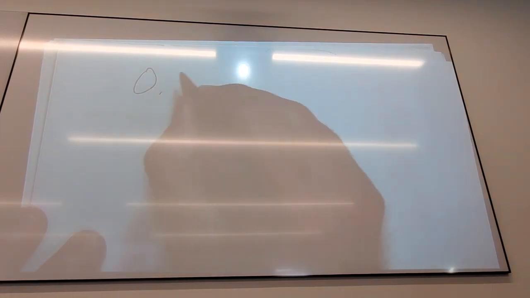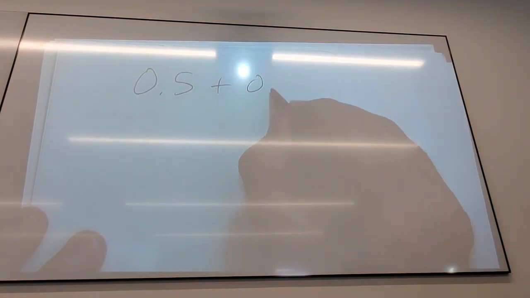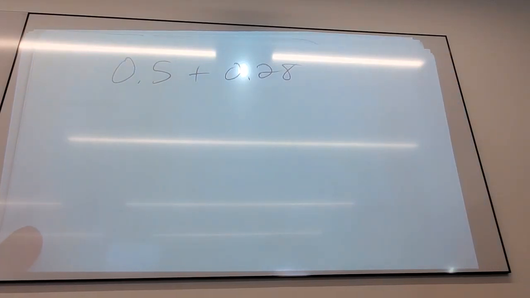Let's see, a couple more things. Okay, so what if I needed to add 0.5 plus 0.28? What do you think the most common mistake would be for a student about to do this?